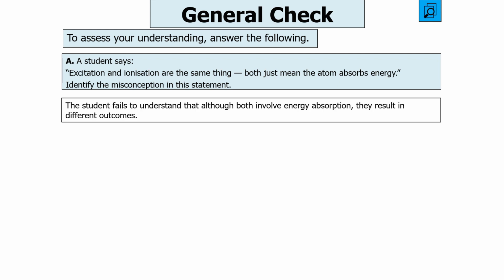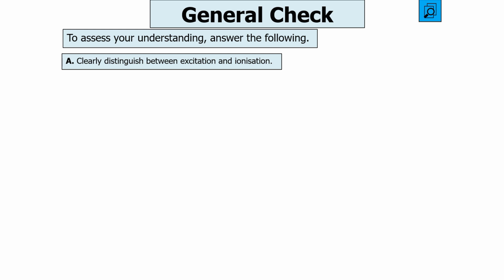Now the student here is failing to understand that although both involve energy absorption, they result in very different outcomes for the atom. The next question says, clearly distinguish between excitation and ionization. So pause the video now, then unpause the video when you want to go through your answer.